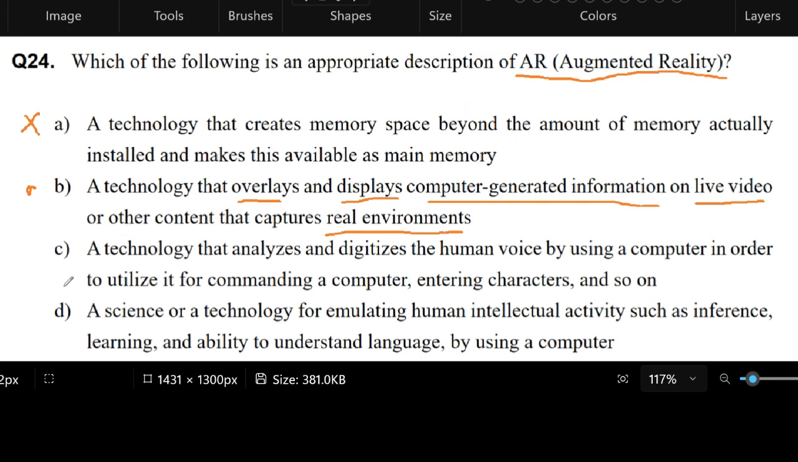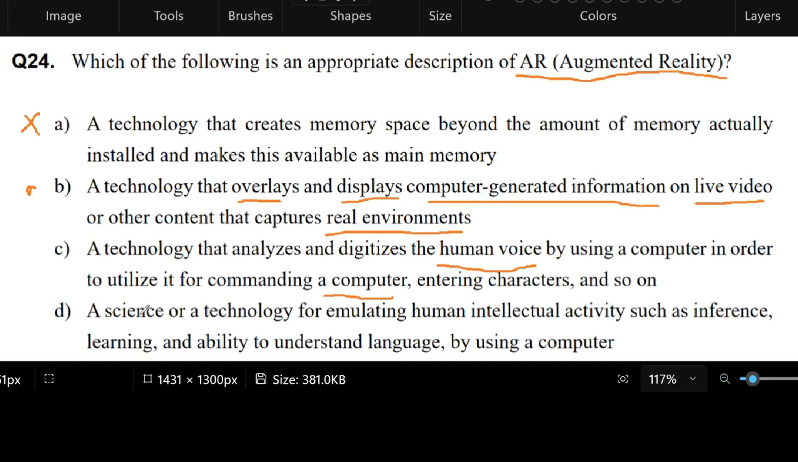Letter C says that it's a technology that analyzes and digitizes the human voice by using a computer in order to utilize it for commanding a computer, entering characters, and so on. So this one pertains to something related to the human voice, and we want to command the computer using that human voice, but we want to get outside of the computer actually when we're talking about augmented reality. And if you're stuck in the computer, then it looks like it's not the correct answer for augmented reality. Even though we're using the human voice that is digitized by the computer, the output is still, I think, stuck within the display monitor of the computer. Okay. All right. What else?